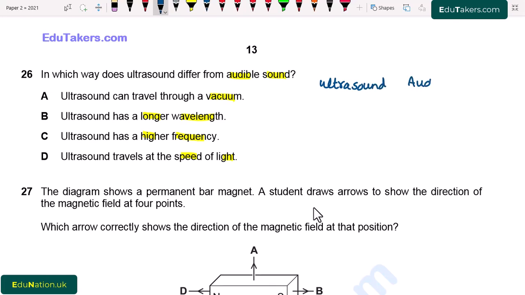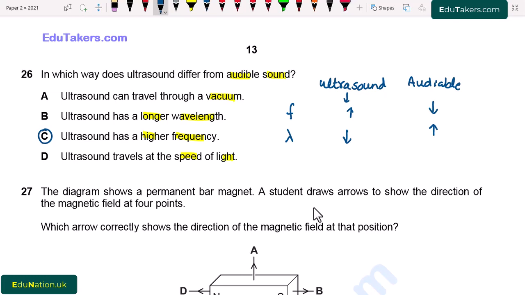and audible. So ultrasound has higher frequency and audible has lower frequency. We also compare the wavelength. The wavelength of ultrasound is smaller as compared to audible. So here option C is correct. B is not correct because it is given that ultrasound has longer wavelength, which is incorrect.